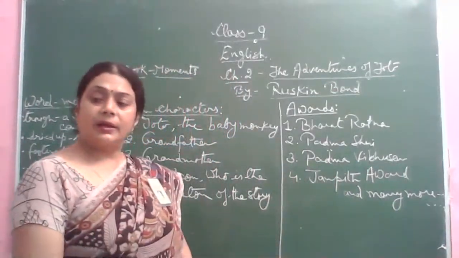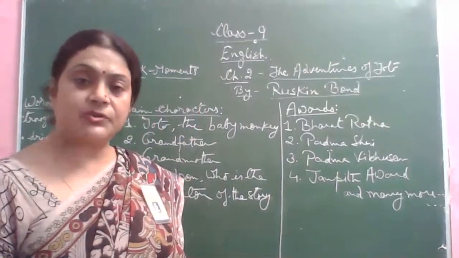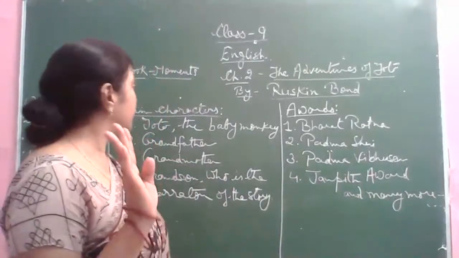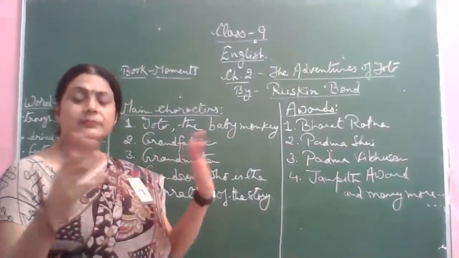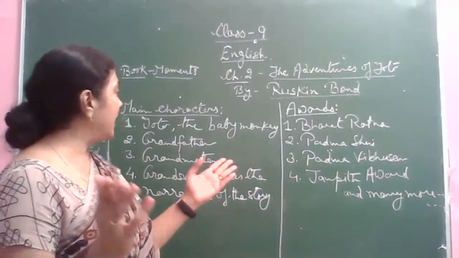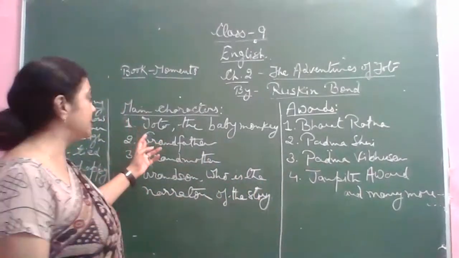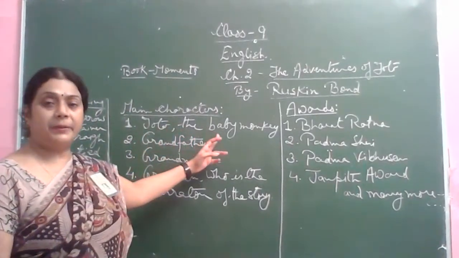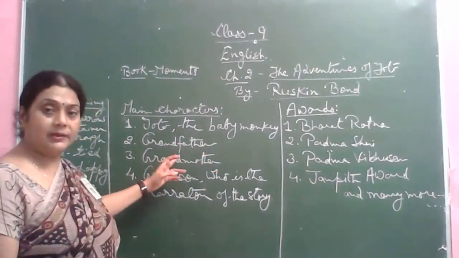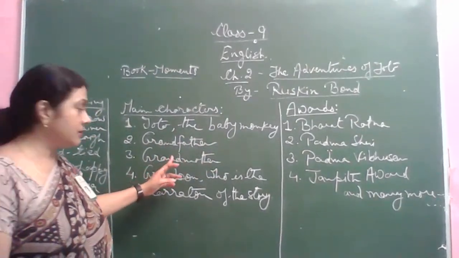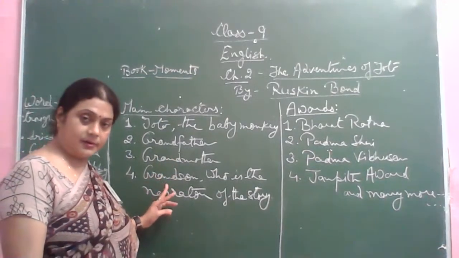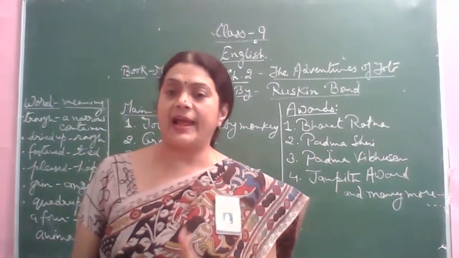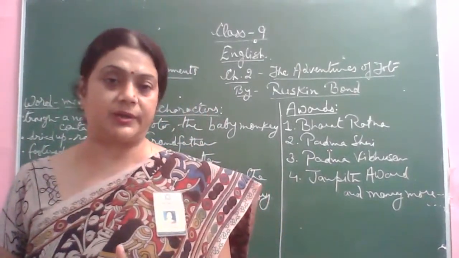Now, in this chapter, The Adventures of Toto, there are four major characters, apart from so many others also. The main or major characters in the story are Toto, the baby monkey, grandfather, grandmother, and the grandson, who is the narrator of the story also. The grandson is the narrator of the story.